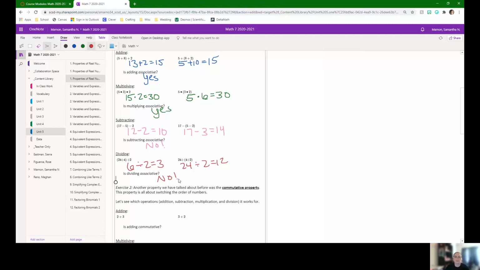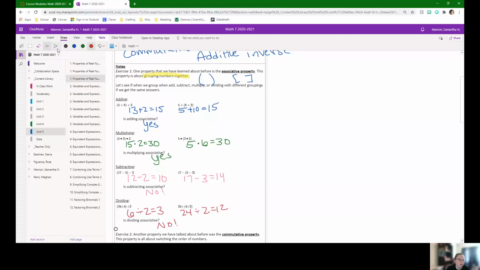So the associative property only works for adding and multiplying. So what it's saying is it doesn't matter if you group these ones first or you group these ones first, as long as you're all adding or all multiplying, it's not going to change your answer. So I am just going to highlight that it's only adding and multiplying. And maybe we can even cross out not subtracting, not dividing.